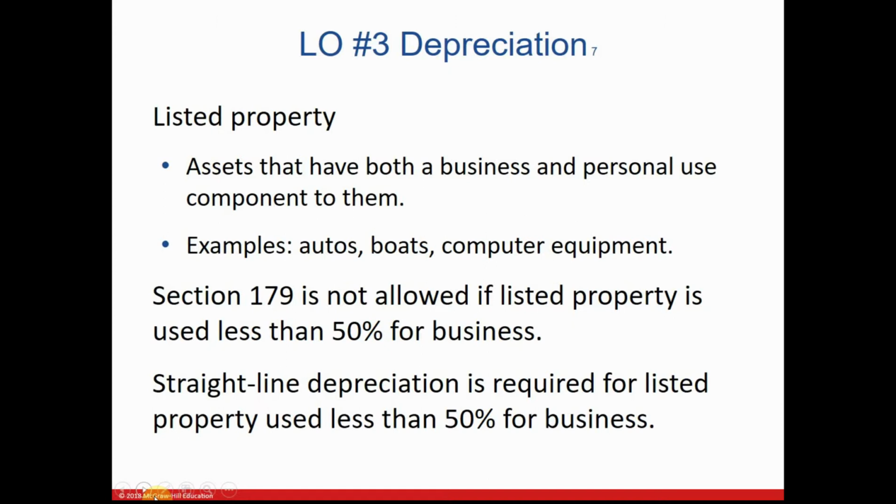And then straight line depreciation and not accelerated depreciation would be used for listed property that is used less than 50% for business. So there are two disadvantages then for using an asset for business and for personal purposes, that is to say listed property, when it's used less than 50% of the time.